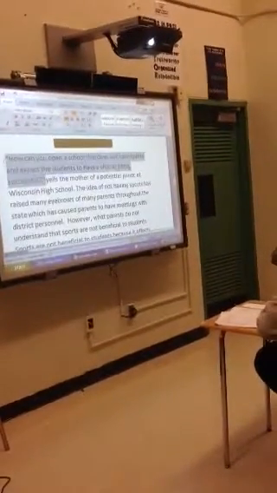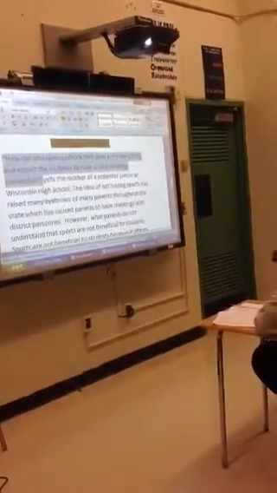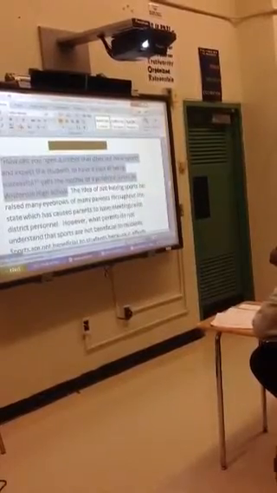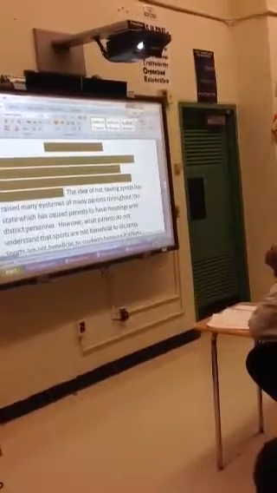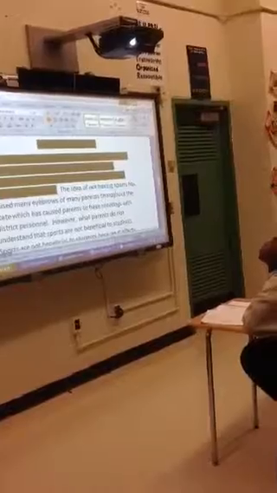So, here is Mrs. Grant's hook. And I'm going to highlight my hook in green. And it says, how can you open a school that does not have sports and expect the students to have a shot at being successful? Yells the mother of a potential junior student in Wisconsin High School. Guys, what type of hook is this? A question hook. Remember, question what? Good answer.